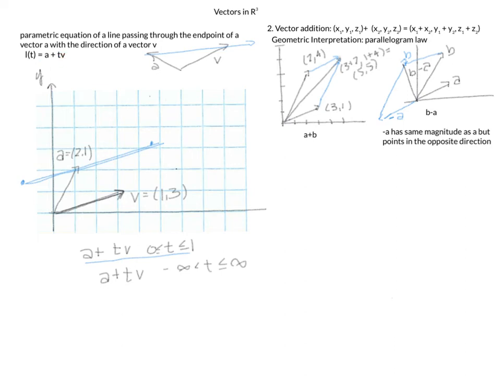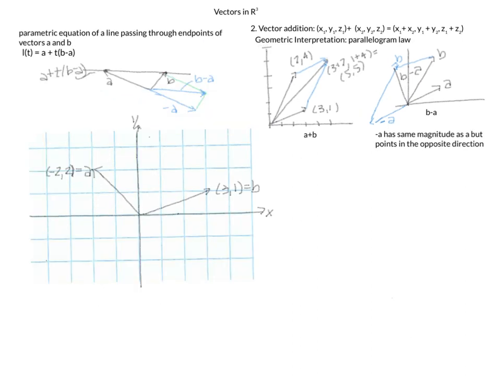So if on an exam you're asked to give a parametric equation of a line, it's always good to go back and say, well, what do I need? I need a point on the line, and then I need to find the direction. Our last parameterization is the equation of a line passing through the endpoints of A and B. So this blue line is the equation we are looking for.